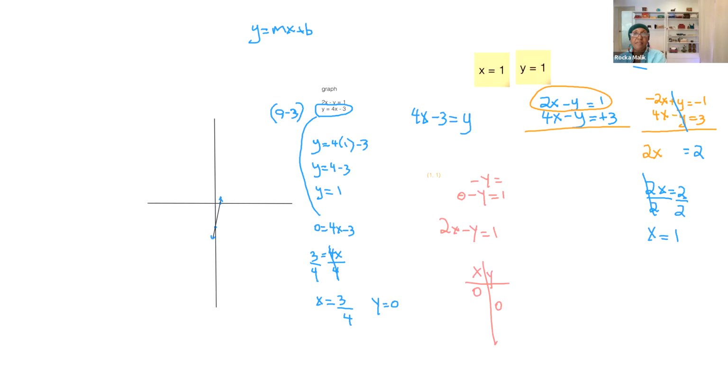And I never want to have a negative variable, so I'm going to switch the sign of this and switch the sign of this one. So I have y equals -1. So when x is 0, I have y equals -1. x is 0, I don't move. And y equals -1.